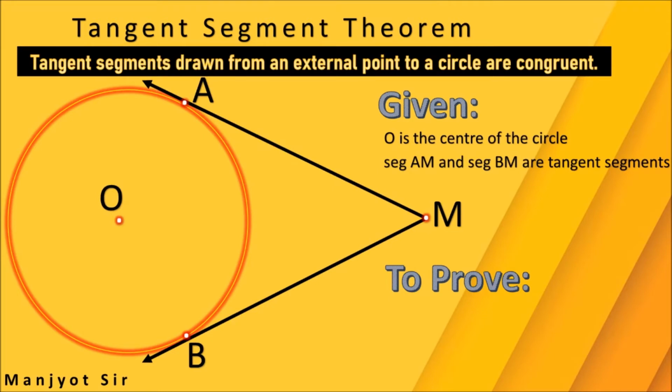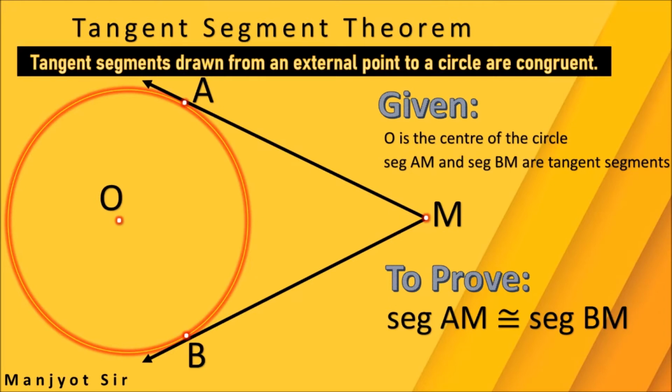That means these two tangent segments, AM and BM, will be congruent to each other, and the reason will be by the tangent segments theorem. See, it is very simple. If you have one circle and one external point, from that external point we can draw two and only two tangent segments, and they will be congruent to each other by the tangent segment theorem. So remember this theorem. This is very important.